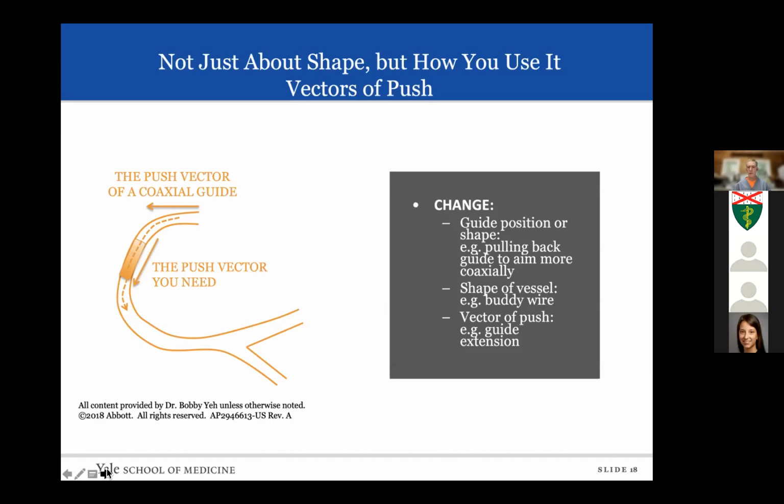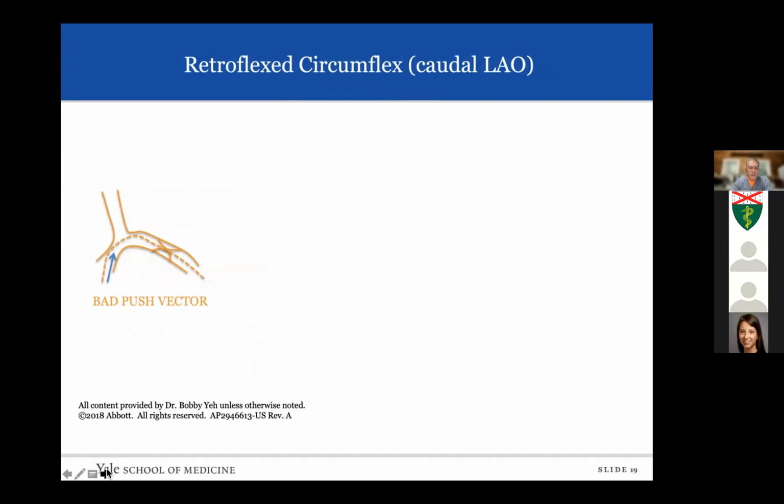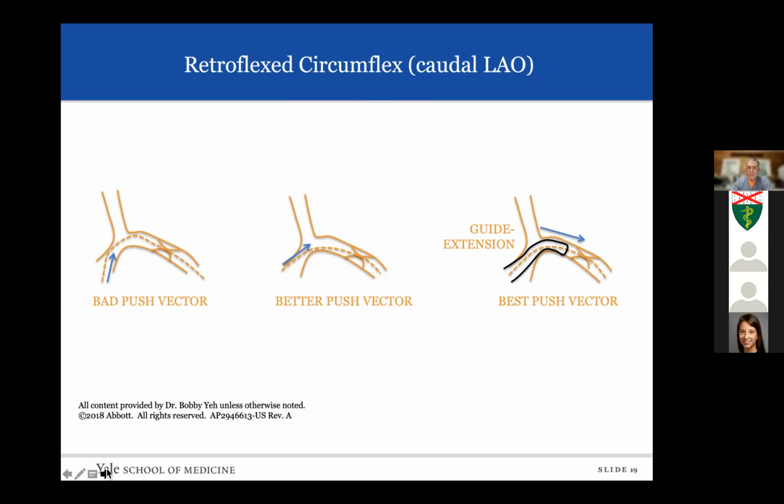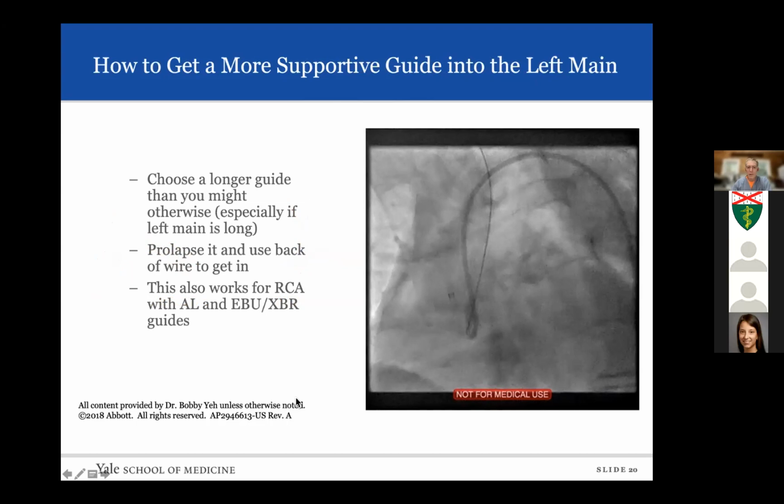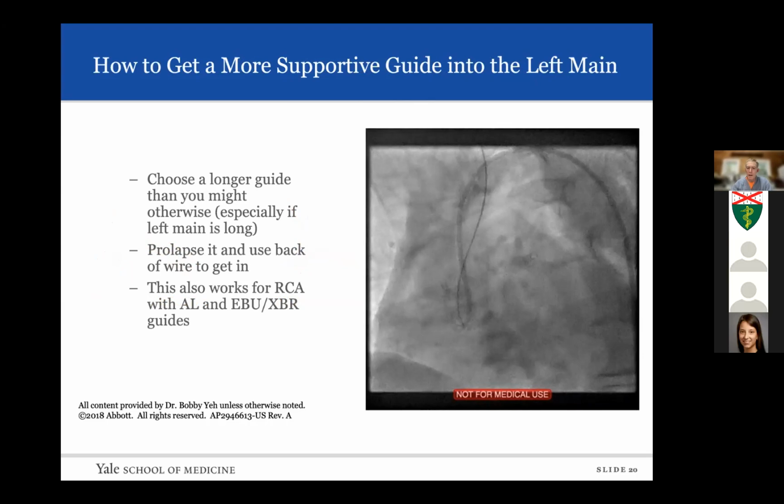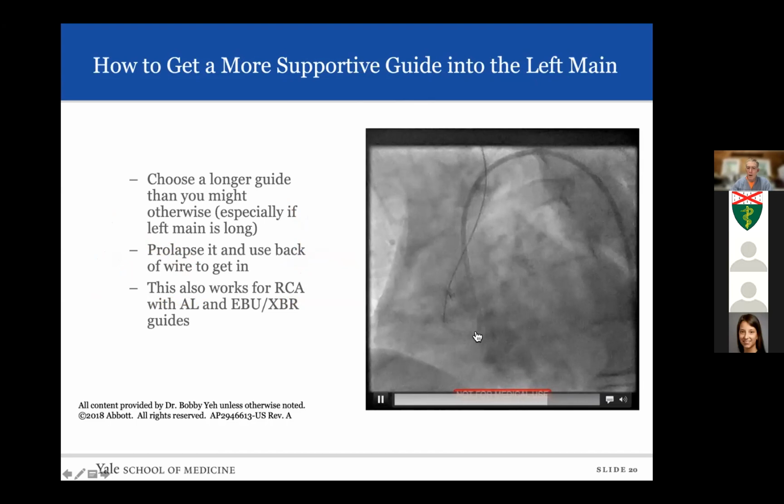So this is just another example of a retroflex circumflex, how just by pulling the guide up sometimes gives you a better push vector, and then the guide extension as we spoke about. So this is an example here. Unfortunately, it doesn't project well, but this is one way to get a more supportive guide. So you take the long guide in. What they're doing here is passing the stiff back end of the guide wire, which should not come out. And you can see the guide kind of pops in there.